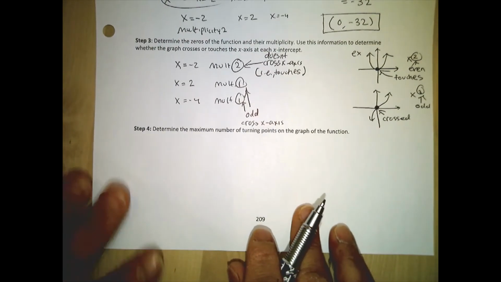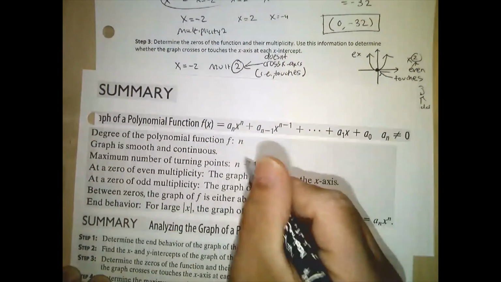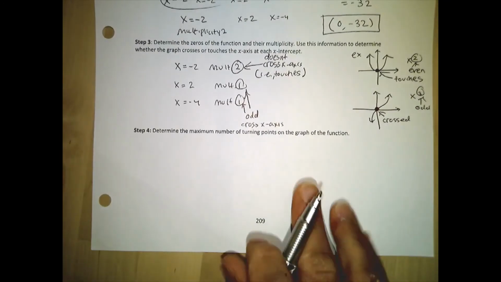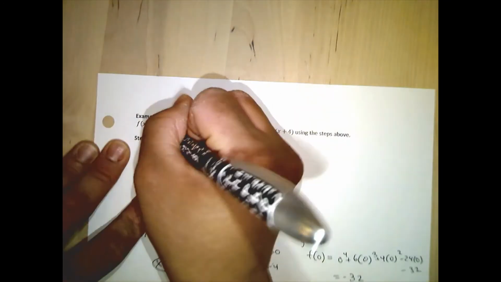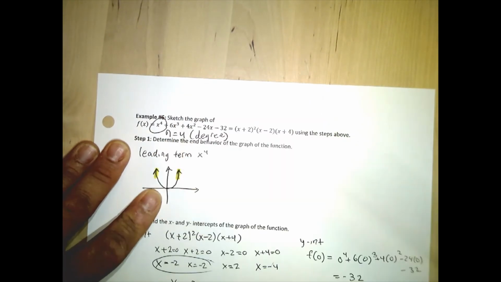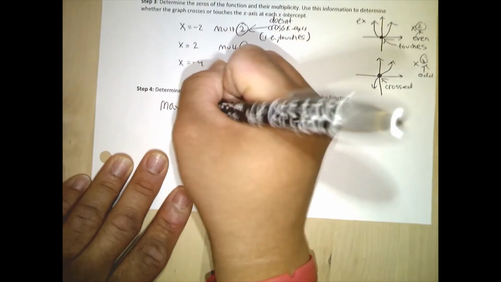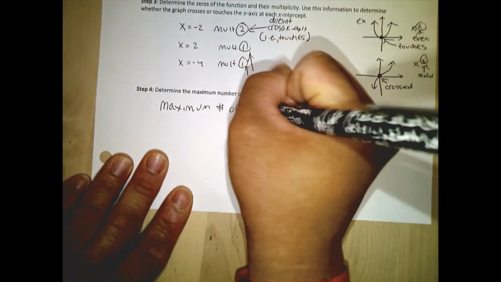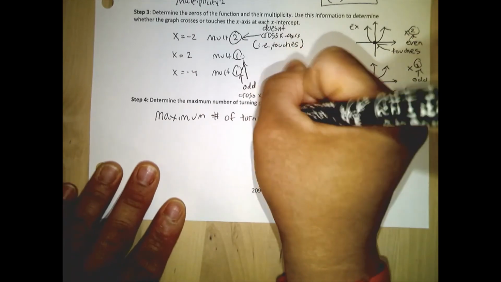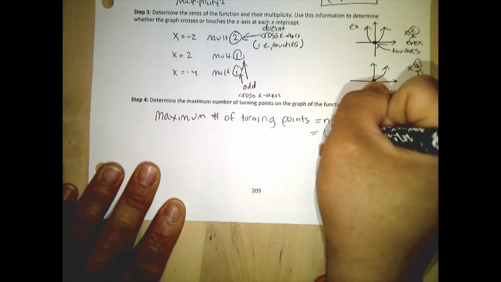So determine the maximum number of turning points on the graph of the function, and that will always be n minus 1. So n is 4, that's the degree of this polynomial function. So the maximum number of turning points will be n minus 1, or 4 minus 1, so the maximum number of turning points is 3.